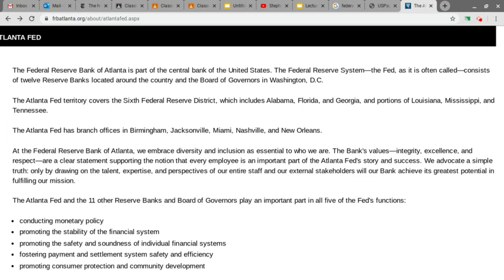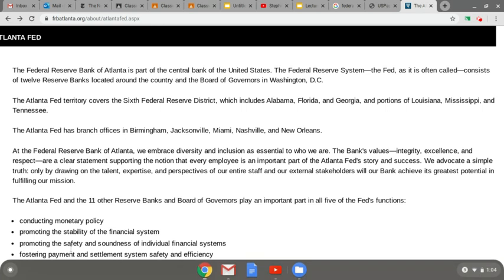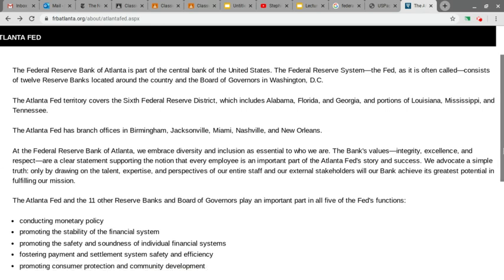So the Federal Reserve Bank of Atlanta is part of the Central Bank of the United States. The Federal Reserve System, the Fed, as it is often called, consists of 12 reserve banks located around the country and the Board of Governors in Washington, D.C. The Atlanta Fed territory covers the 6th Federal District, which includes Alabama, Florida, and Georgia, and portions of Louisiana, Mississippi, and Tennessee. The Atlanta Fed has branch offices in Birmingham, Jacksonville, Miami, Nashville, and New Orleans.